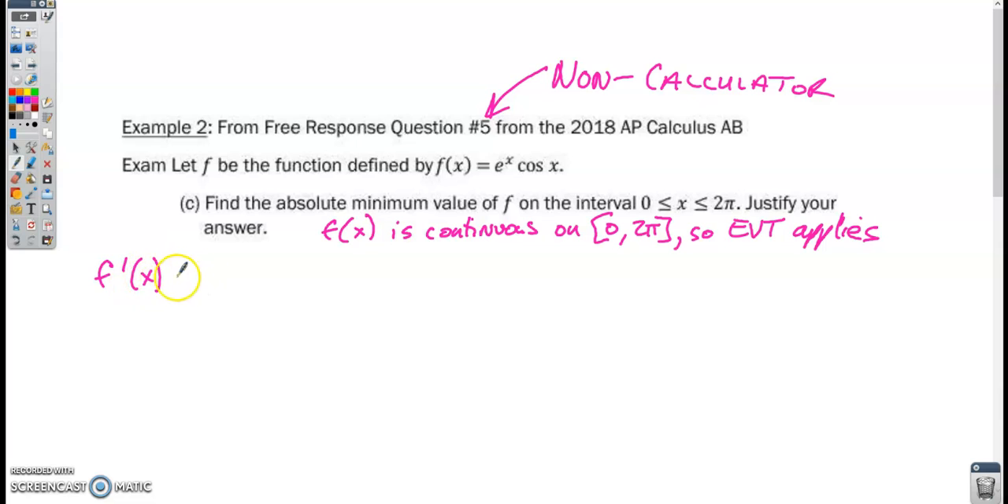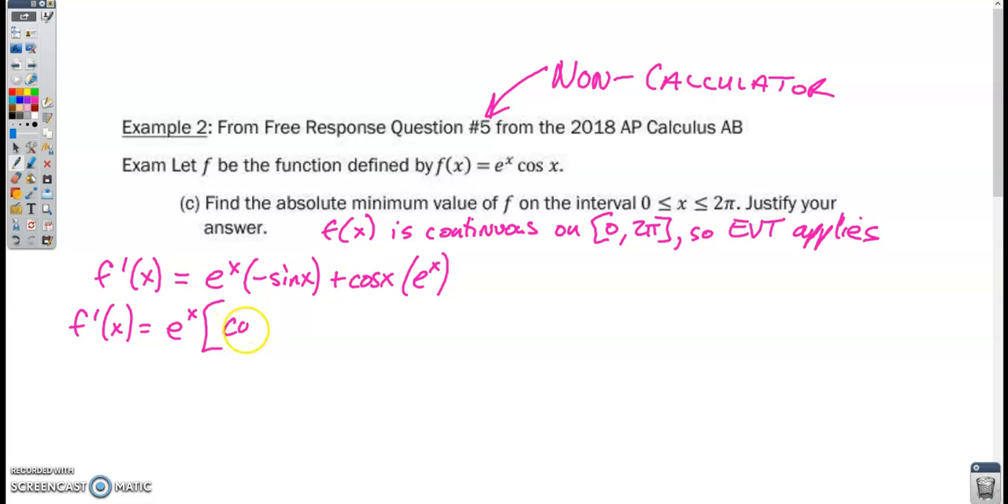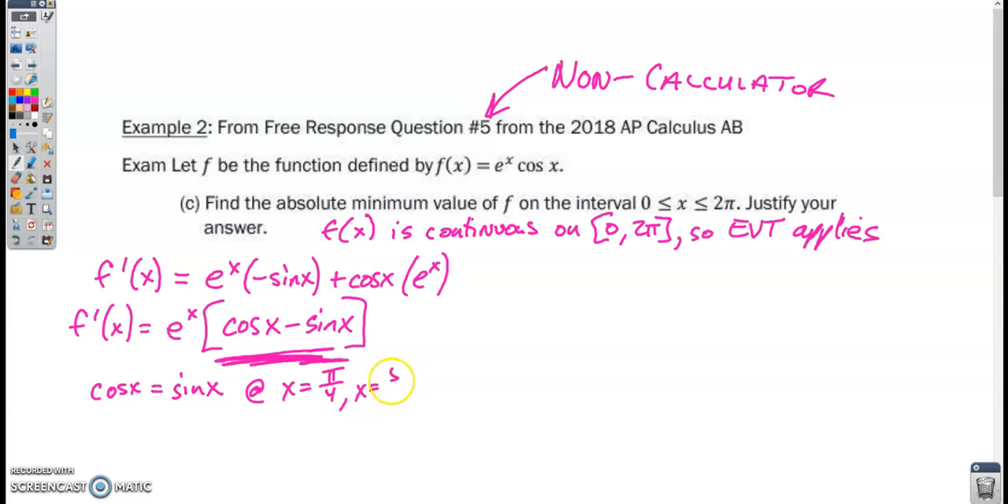F prime of x is equal to e to the x times negative sine of x plus cosine of x times e to the x. So f prime of x is equal to e to the x times the quantity cosine of x minus sine of x. E to the x is never going to be 0 or undefined, so we're looking for where this piece is 0 or undefined. We're looking for values where cosine of x equals sine of x in order to make that 0, and that happens at x equals pi over 4 and x equals 5 pi over 4.